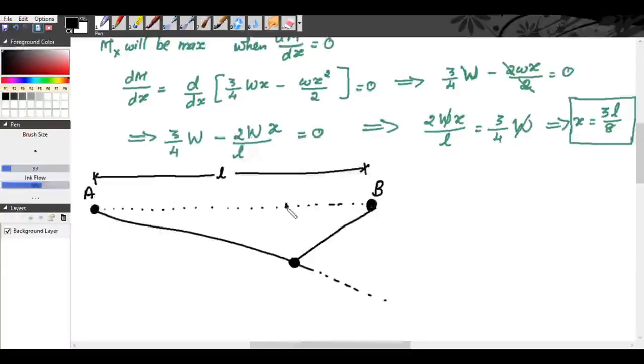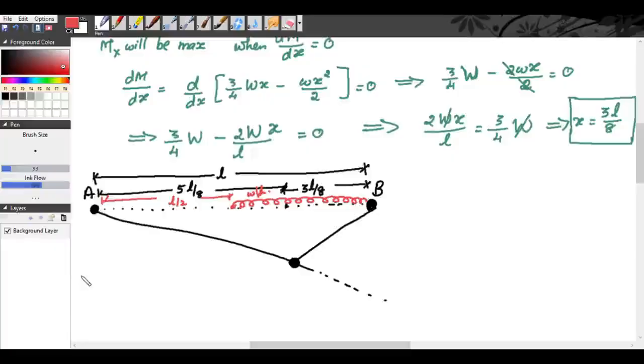At this distance, it is 3L by 8. So that means this distance is 5L by 8. Our load starts from L by 2. From L by 2 we have a load of W per unit length. This distance is L by 2.